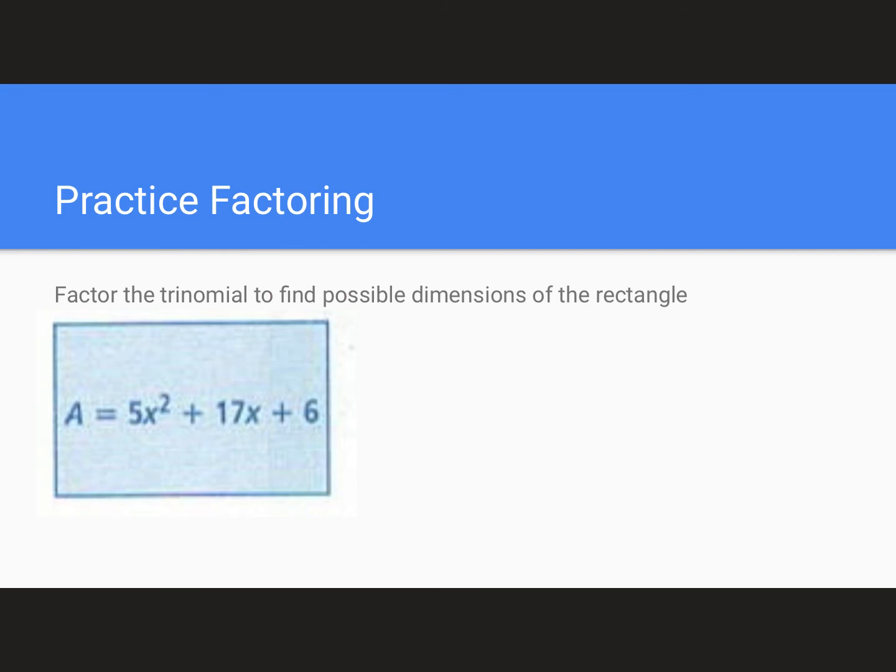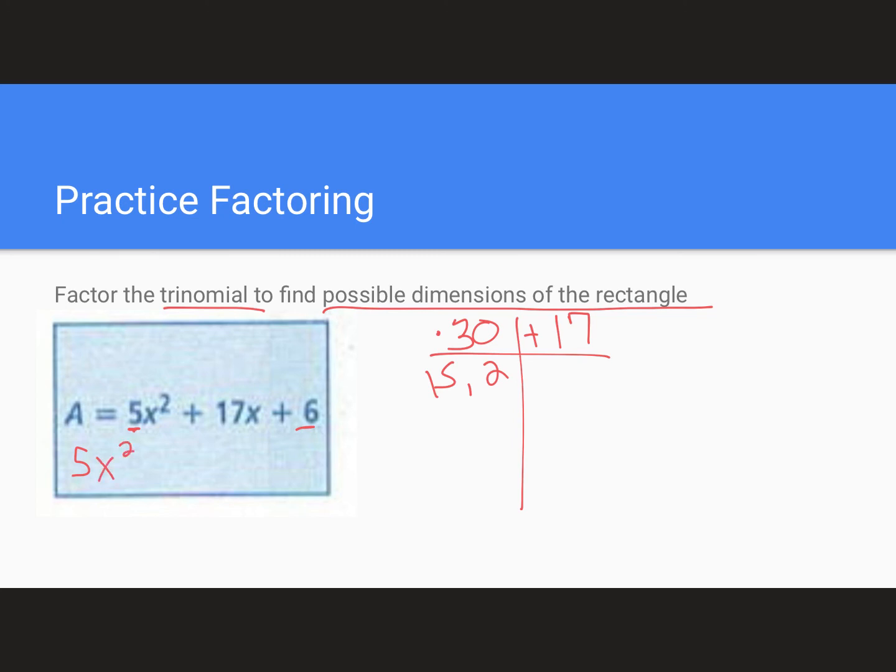Well, let's look here. Now we are asked to factor the trinomial to find the possible dimensions of the rectangle. So we're going to do the same thing. I've got a times c is 5 times 6, which is 30. Sorry, numbers that multiply to 30 and add to 17. Well, that's easy. That's just going to be 15 and 2. So this becomes 5x squared plus 15x plus 2x plus 6.